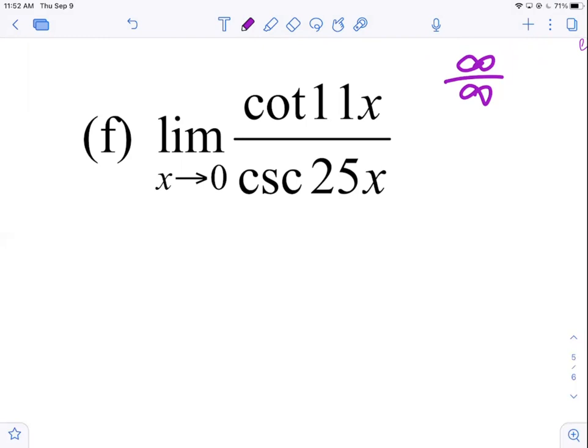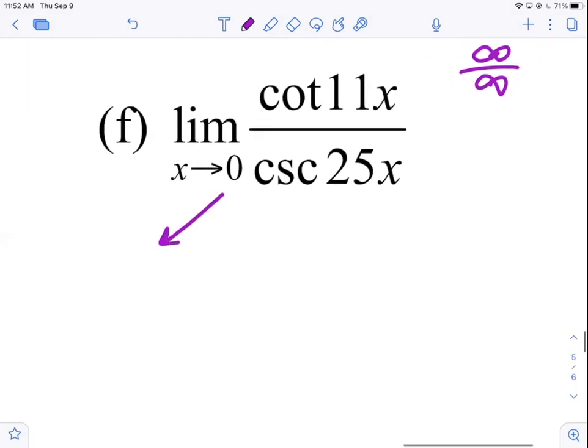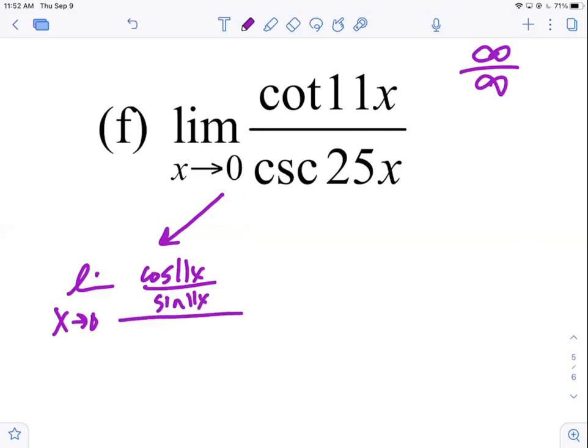Turn it into sine and cosine. Let's explore that. I'm going to call this the left fork. The limit as x goes to 0. Cotangent would be what? Cosine over sine. And then cosecant would be 1 over sine of 25x. And now we have a complex fraction, right? Hooray, yes.